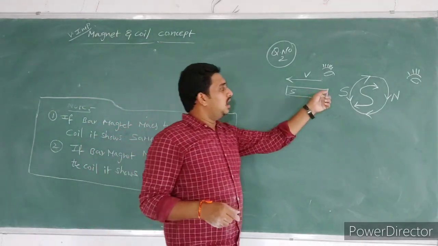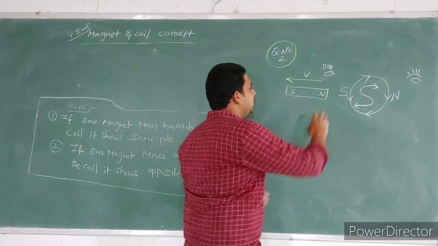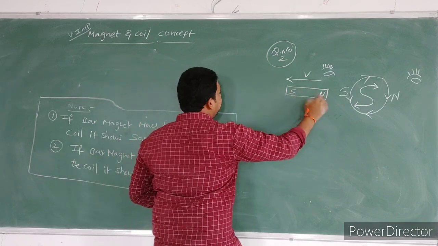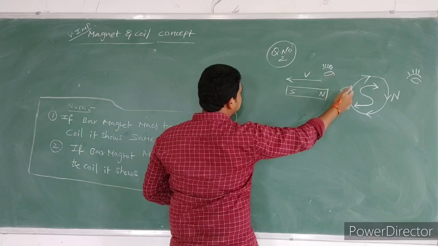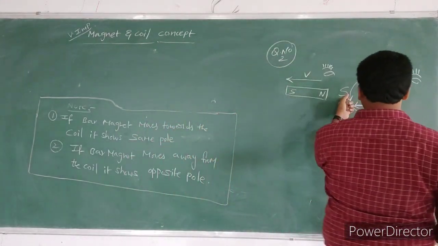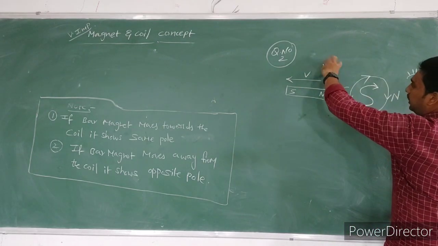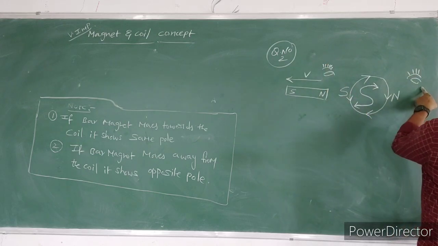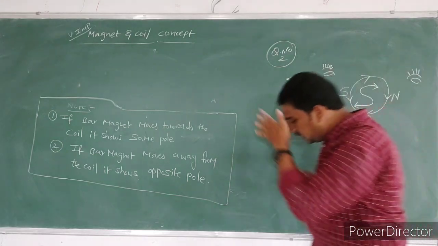Observe carefully here. The bar magnet has a north pole and this is the south pole. If you bring this bar magnet away from the coil, then it will definitely show the opposite pole. That means this is north, so this is definitely south. According to how we are viewing from this side, it will look like south. If we view from this side, it will look like a north pole. So this is the concept.